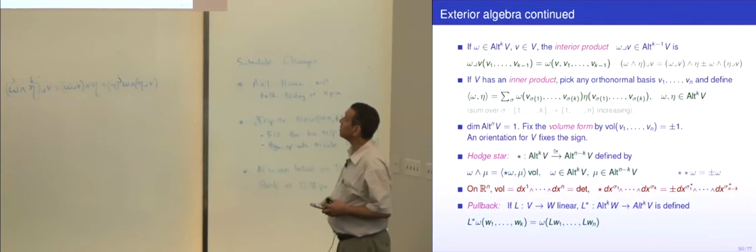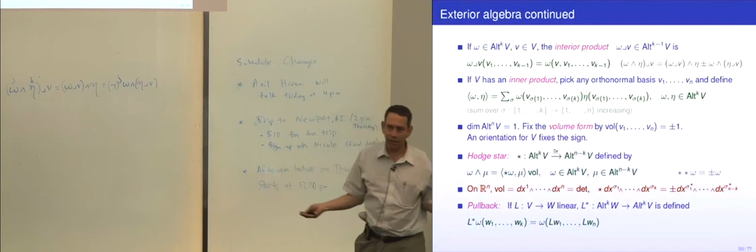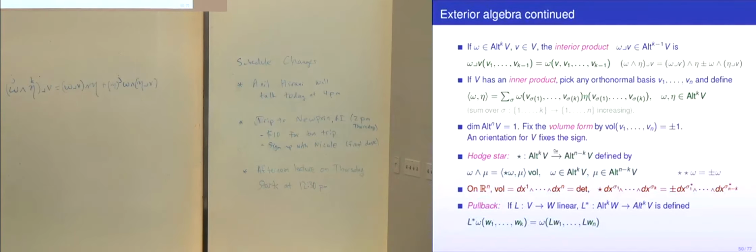And there are lots of signs like this that arise in this theory, and in the slides I'm always just going to write plus or minus. It never matters, and it's always a pain to get right. So that's the interior product, pretty simple.